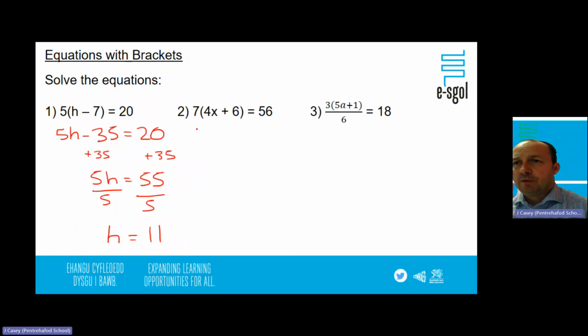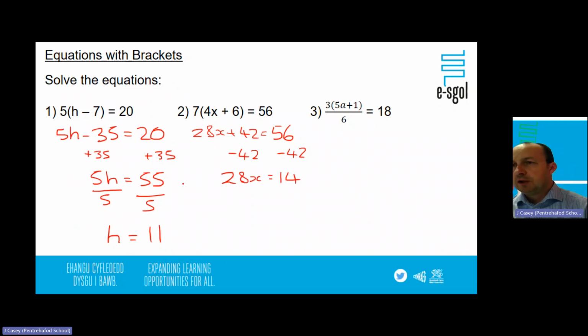Okay, the next one, I'll expand the brackets again. So 7 times 4x is 28x, plus 7 times 6, which is 42. And again, that's equal to 56. Now this time I'm going to take away 42 from both sides, and I really can't say that enough. If you get bored of me saying that, I apologize, but whatever we do, we must do both sides. So I've got 28x is equal to whatever 56 take away 42 is, and that's going to be 14.